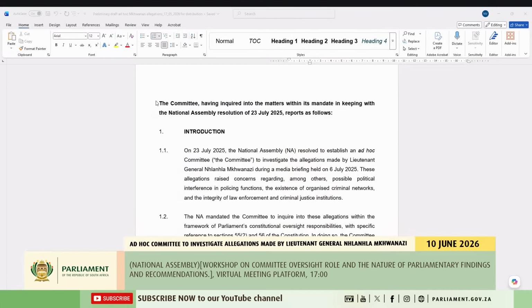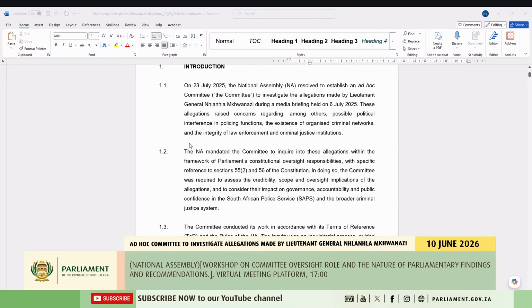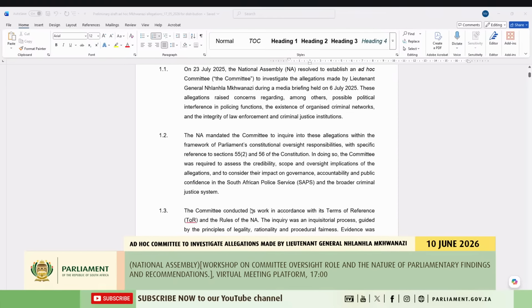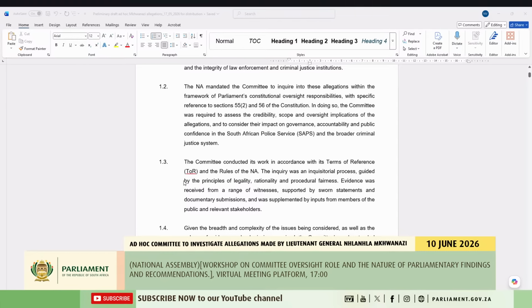So, Chair, honorable members, what you have on the screen is the preliminary first part of the report. Just quickly going through, we have the introduction, and this really centers around the resolution that was adopted by the National Assembly, and then going on to the conducting of the inquiry in terms of its terms of reference. I'm not going to read through everything, Chair and members. I'm just giving an overview of what is to be expected when members consider these sections.